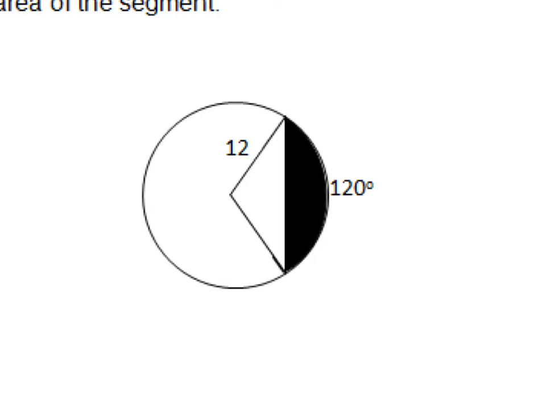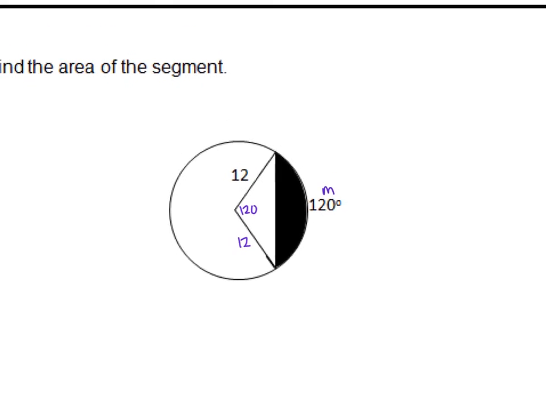We can see that the radius is 12, which means that this is going to be a 12 over here also. The measure of our arc is 120 degrees, which makes the central angle 120 degrees also. Now, looking ahead, we know that we're going to have to end up finding the area of this triangle right here. It's not an equilateral triangle because this is 120 degrees versus the 60 degrees. So when we get to step 2, just know that it's going to be a little bit more involved to find the area of that triangle, but I'll save that for step 2.